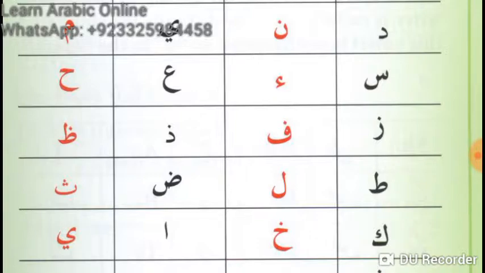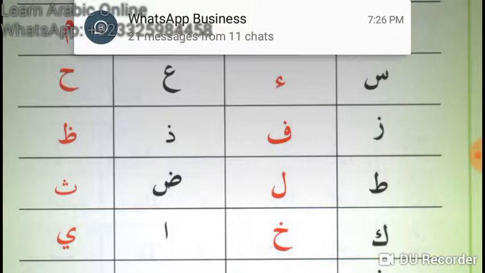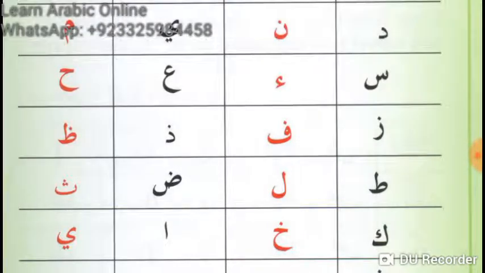Dal, noon, ja, ja, mim, sin, ain, sin. After sin, we have Hamza. Yes. Okay. Hamza. Okay. So sin, Hamza, Ayn, Ha.